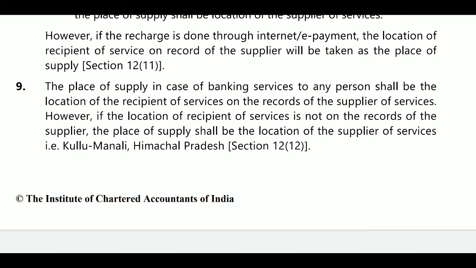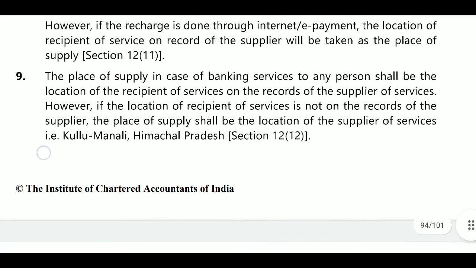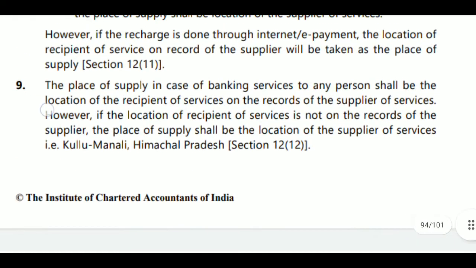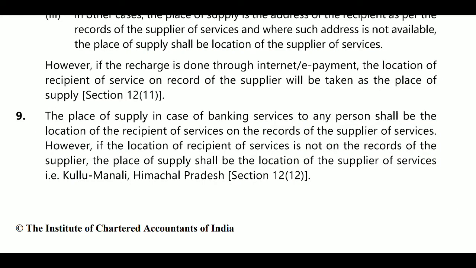In case of banking services to any person, the place of supply shall be the location of the recipient of services on the records of the supplier of services. However, if the location of the recipient of service is not on the records of the supplier, the place of supply shall be the location of the supplier of services. So if you have an account, then our address will be there in their records, and our place of supply will be decided based on that address. If no address was provided, then the location of the supplier will be taken.